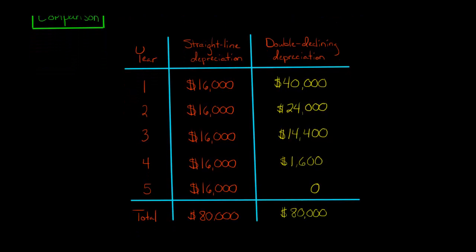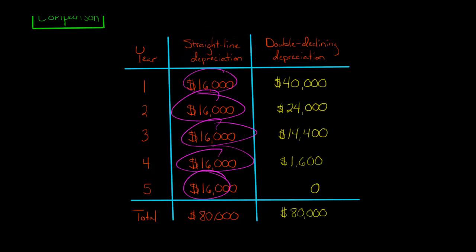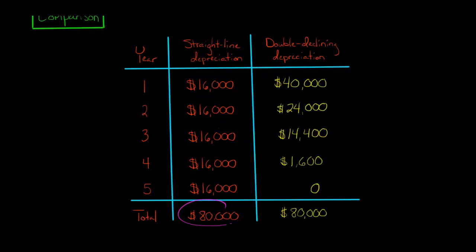Okay? So let's say the straight line is the simple one. Every single year, we're recording the exact same amount of depreciation expense. $16,000 adds up to a total of $80,000 of depreciation, which, remember, we bought the asset for $100,000. If you subtract $80,000 of depreciation, that gets you to an ending book value of $20,000, which is what it's supposed to be. That's what we said the residual value, aka salvage value, is supposed to be at the end of the asset's useful life.